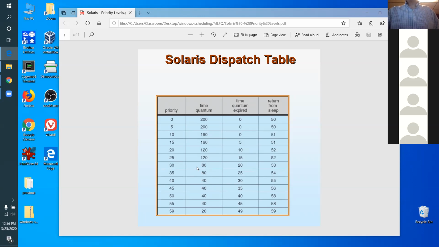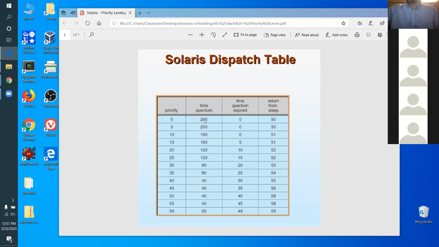Now, suppose you're a really, really long running process. A really long running process means every time you get the CPU, you just use up your time quantum. You'll always move down, move down, move down. What's interesting is, if you get down to this bottom time quantum, notice that you're given really long time quantums, 10 times the time quantum that you got at the beginning.